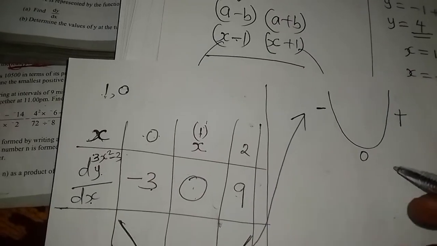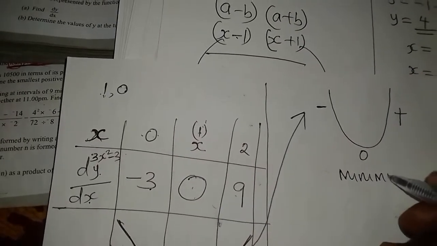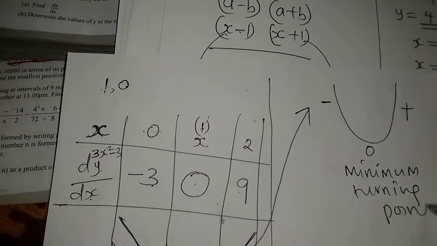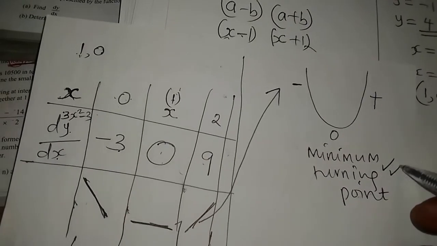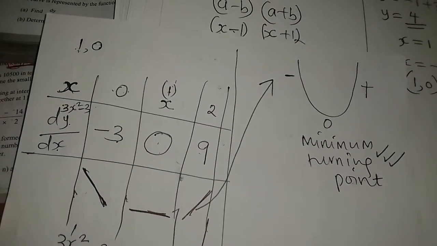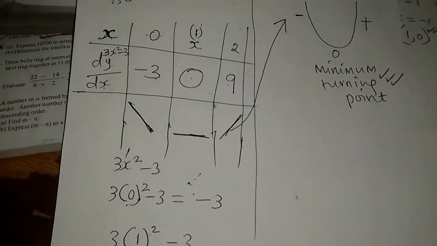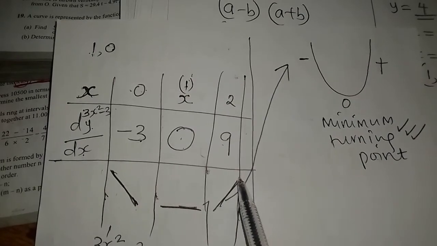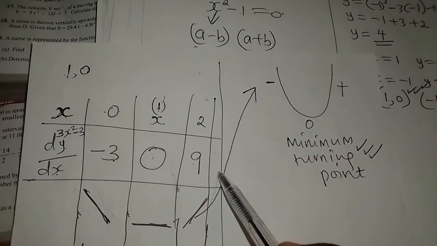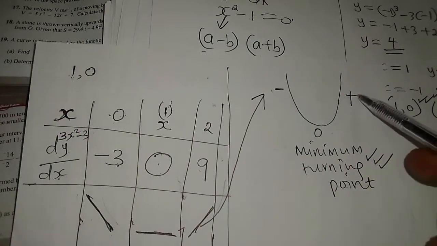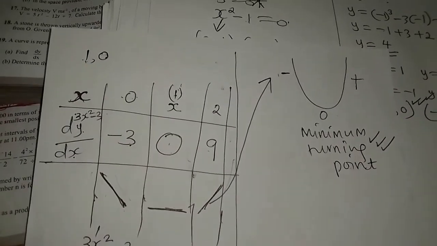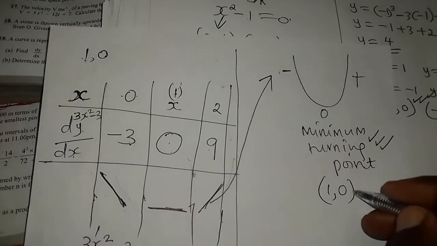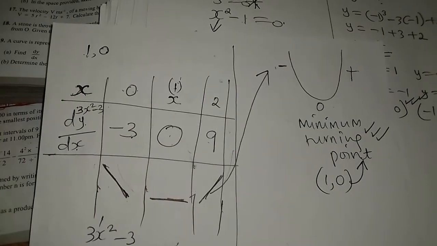Great. So that gives us what we call the minimum turning point. The minimum turning point of the curve. So negative, it has to go like that, 0 like that, and then positive like that. If you have to sketch this, it looks like that. Negative, 0, positive. So the minimum turning point of the curve. So (1, 0) is the minimum turning point of the curve. So let's go to the other pair.